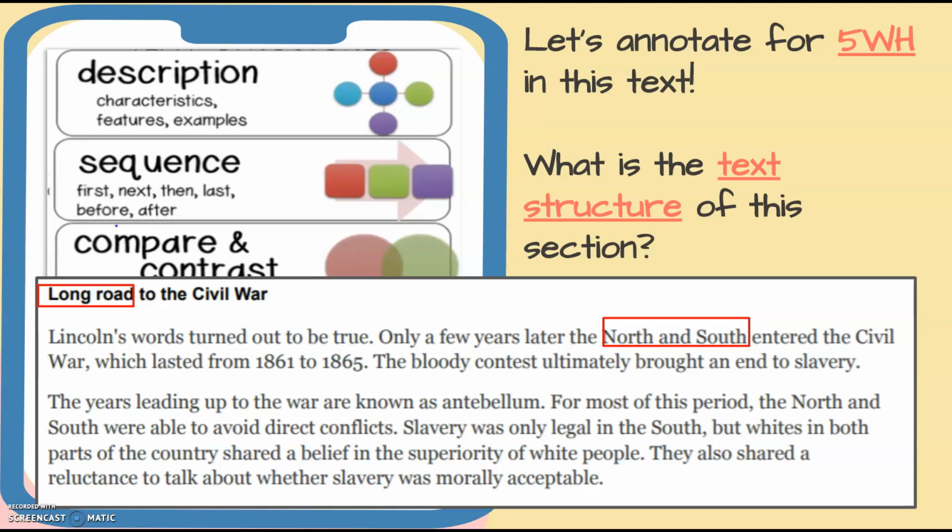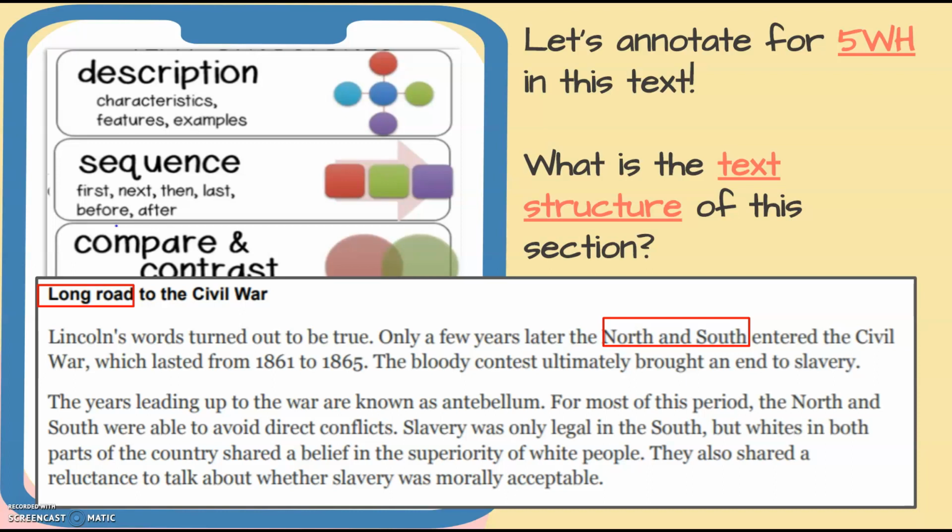What about this long road to the war do we learn in the second paragraph? Listen as I read. The years leading up to the war are known as antebellum. For most of this period, the North and South were able to avoid direct conflicts. Slavery was only legal in the South, but whites in both parts of the country shared a belief in the superiority of white people. They also shared a reluctance to talk about whether slavery was morally acceptable.